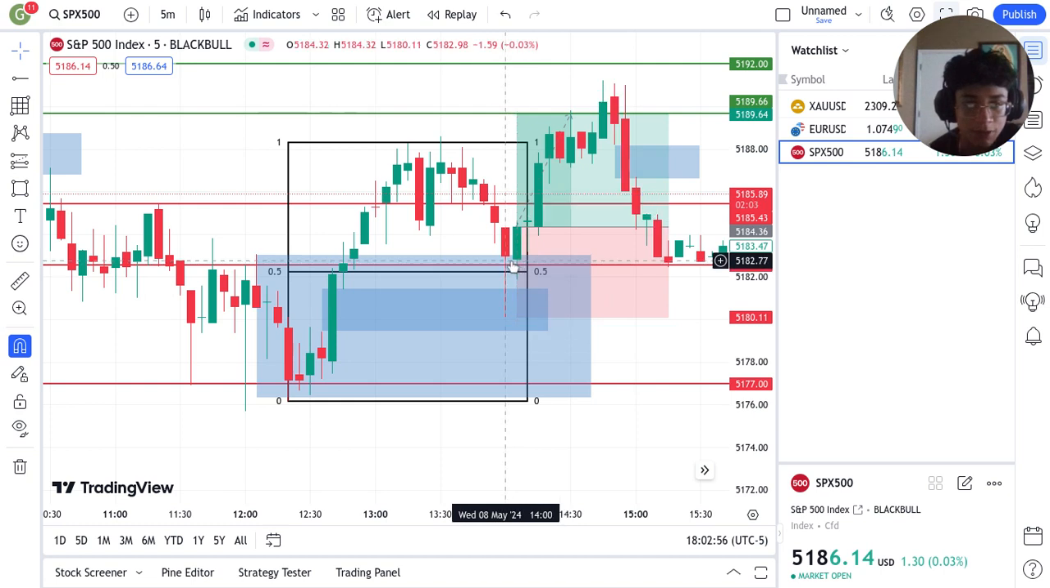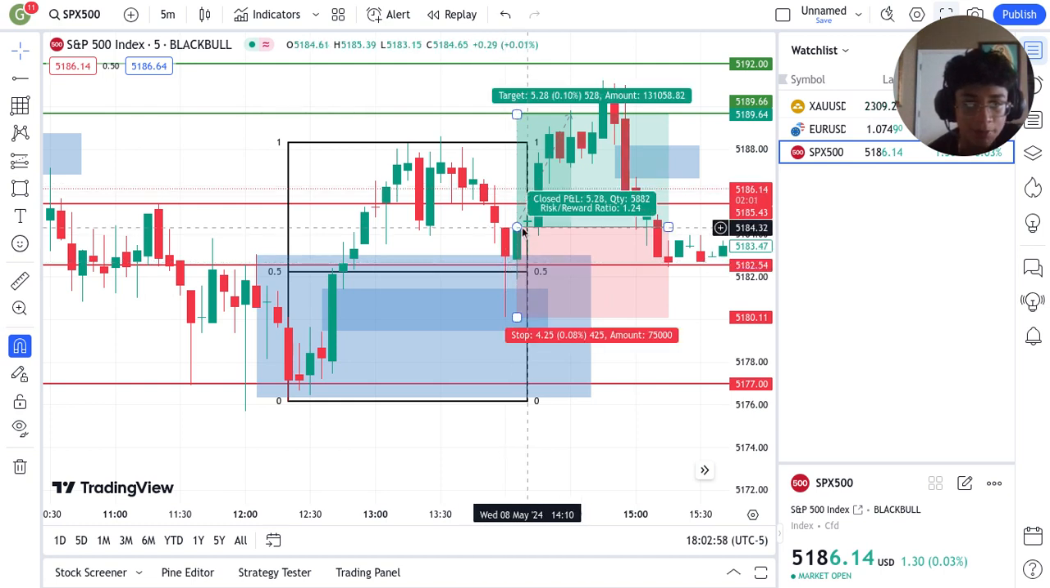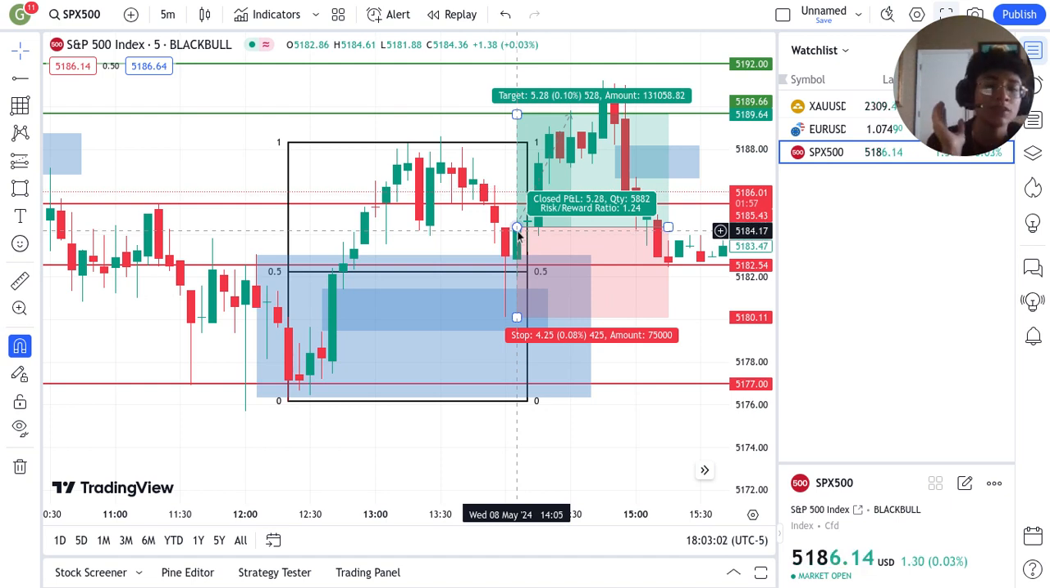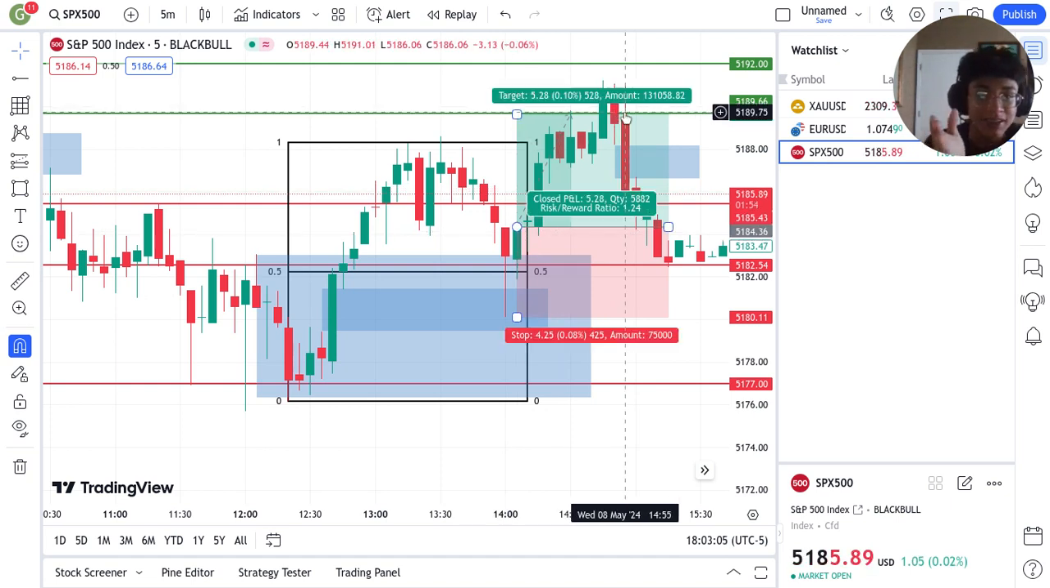Boom, new candles formed. What does this candle do? It goes up. What does it do? It closes right above this. So as soon as I saw that close, I would have entered, hit my highs, and boom, I would have sold right there. Easily.